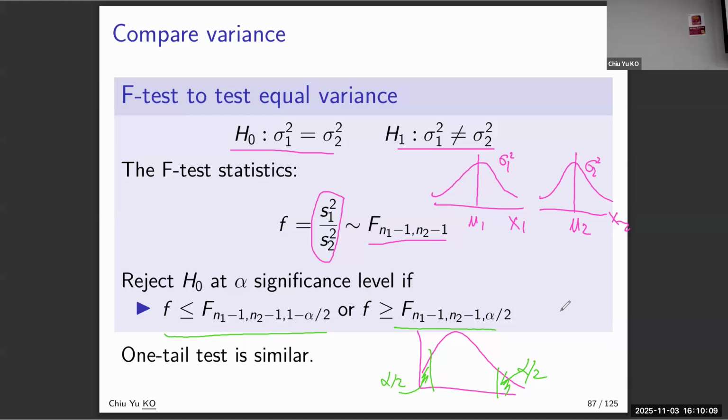And in later applications, you will see we often do one-tail tests, because we know which should be larger. But in this particular case, we do two-tail. So this is two bell curves. I want to compare their variance. I want to check if they have the same variance or different variance or one bigger than the other, you can use this approach. So let me show you the application.